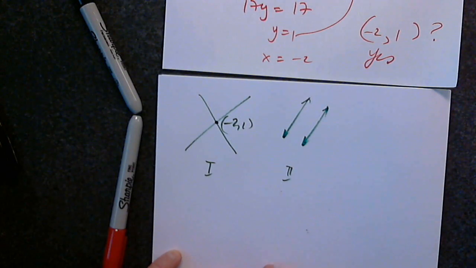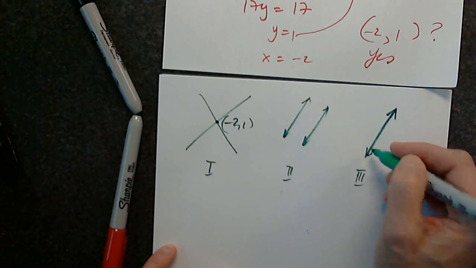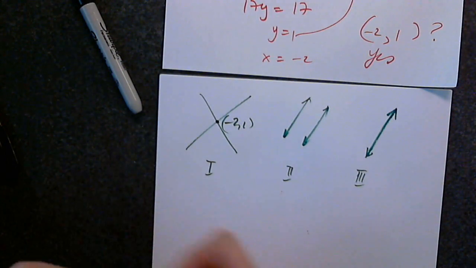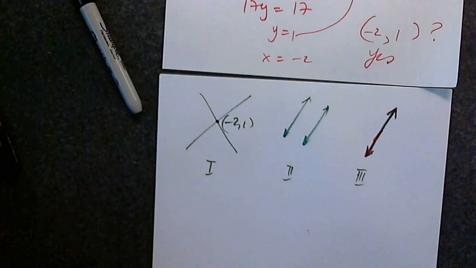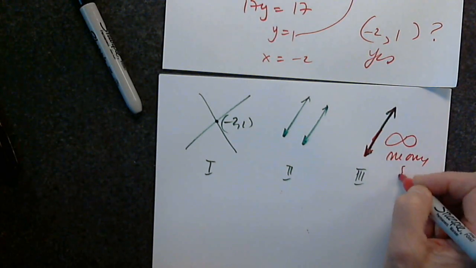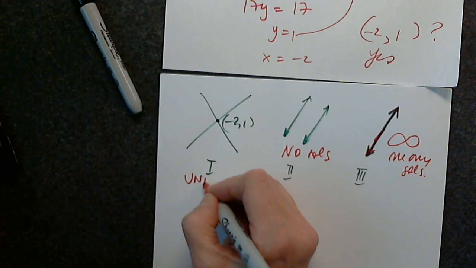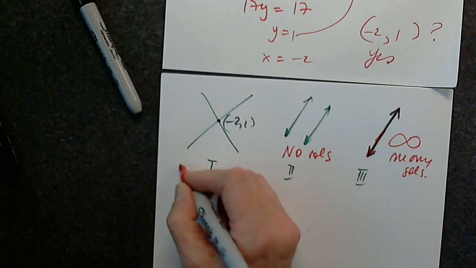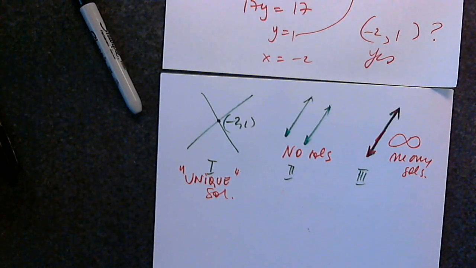Here's the second possibility. Parallel lines. How many solutions here? None. And there is a third possibility in which this is the first line, and here's the second line. All the same. So infinitely many solutions. No solutions. Unique, we like to say, unique, or only one. These are the only three possibilities.